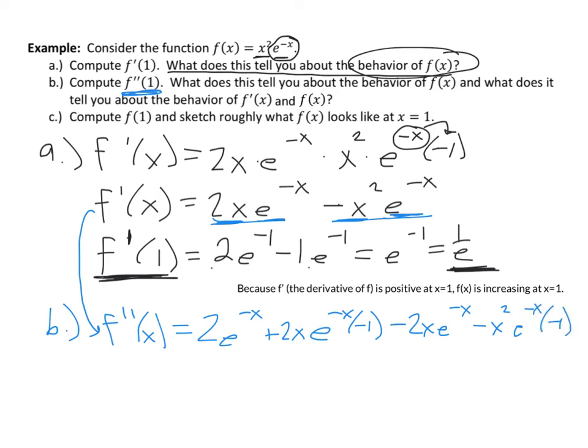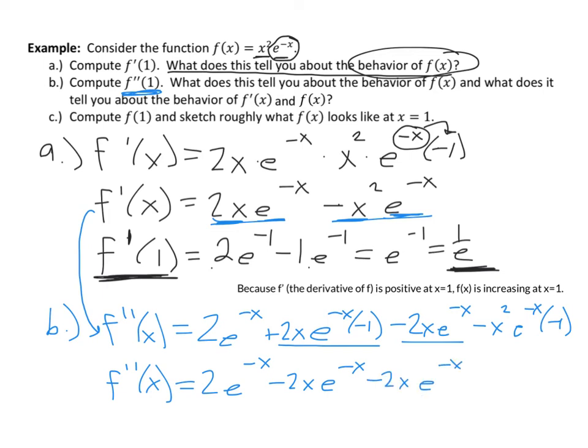Now this is a mess. I definitely want to clean this up before I try and do anything. F double prime is going to be 2e to the negative x. This whole thing is negative 2x e to the negative x. Oh, this is actually another negative 2x e to the negative x. And this over here is plus x squared e to the negative x.